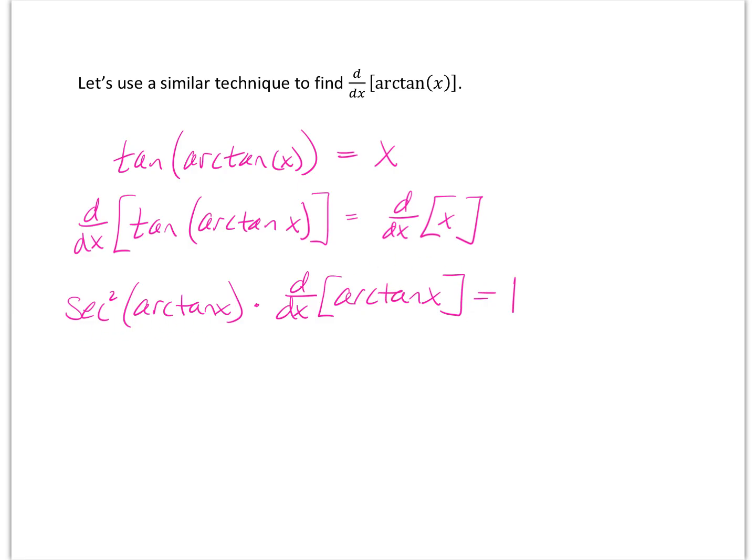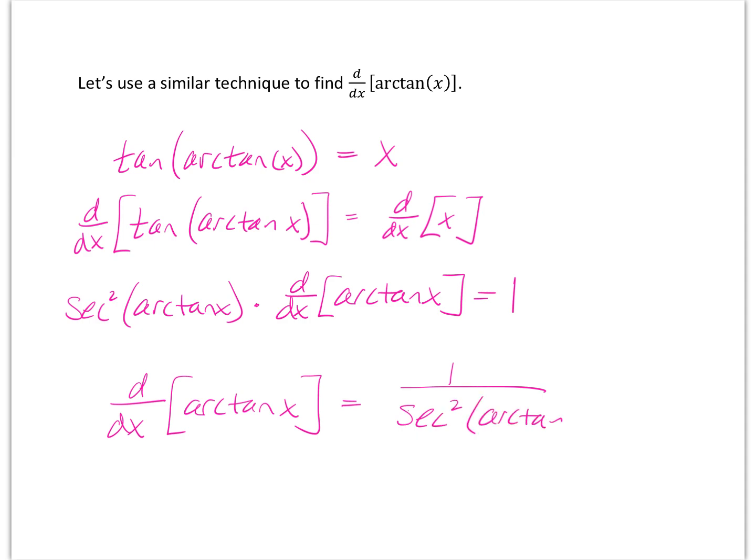So I'm going to divide both sides by secant squared of the arctan of x, and I get d dx of arctan x is 1 over secant squared of arctan x. Now, this is very messy. I would like to make this look nicer.